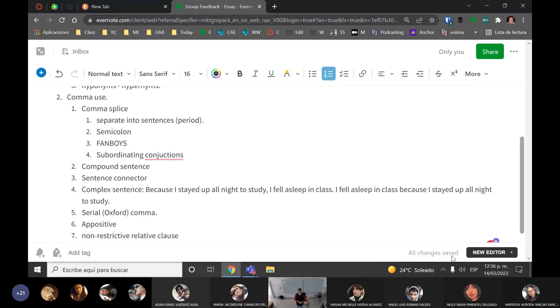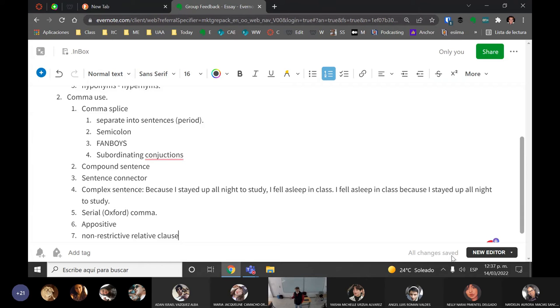Is my writing partner using a serial comma? And of course, appositive and non-restrictive. I really don't think I saw any examples of appositives. I could be wrong. I don't remember seeing any of those. And if you can't find a category, then ask your partner to just double check. Just say, could you double check this comma? Does it really need to be used?